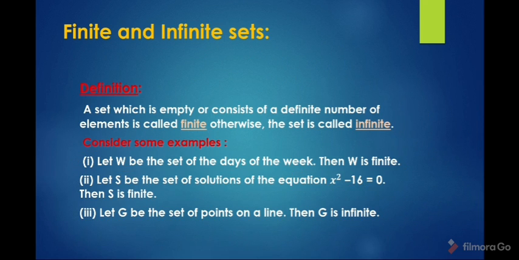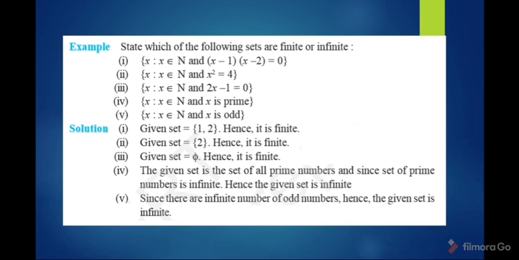Now 3. Let G be the set of all points in a line. You know from class 9 that when you represent a line, there are infinitely many points on that line. That means if G is a collection of all points on a line, it has to be infinite, because on a line there are infinitely many points. So G is an infinite set. In this way you have to distinguish between finite and infinite sets.